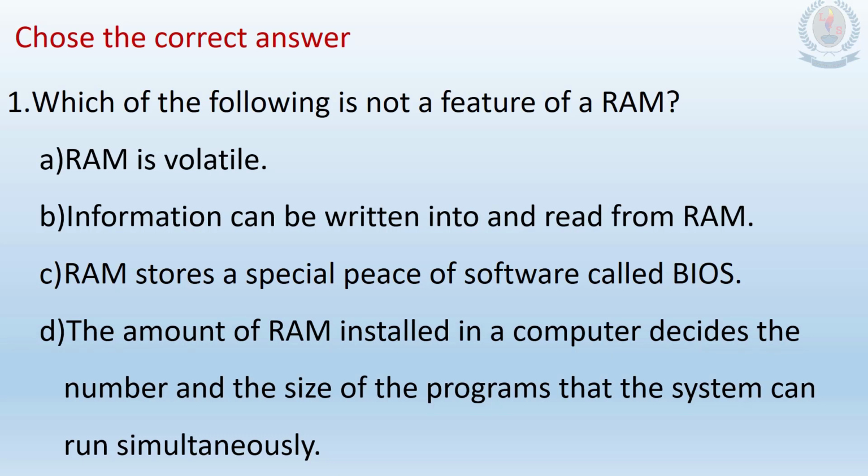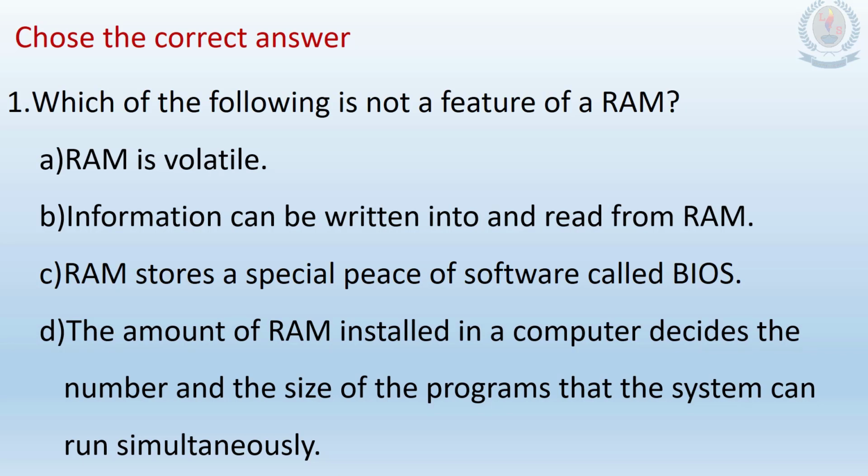Now choose the correct answer from here. Which of the following is not a feature of RAM? Answer A, RAM is volatile. Yes, it is volatile. Answer B, information can be written into and read from RAM. Yes, we know that, and that is also true. Answer C, RAM stores a special piece of software called BIOS. Actually, the ROM holds this BIOS software, not the RAM. So that will be the answer, because they are asking for the incorrect one, that means not a feature of RAM. So that is answer C.